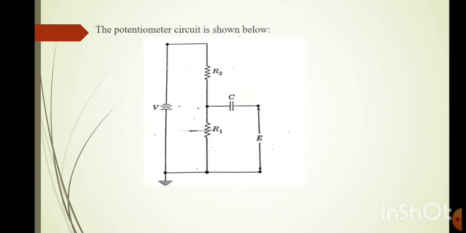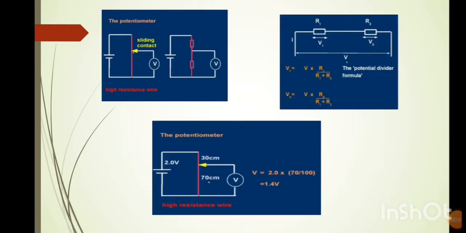The potentiometer circuit is given below. It consists of mainly two resistors, represented as R1 and R2, and one capacitor and a battery with voltage V. The output voltage across two terminals is denoted as E. In this potentiometer topic, we have to find out the terms sensitivity, range and power dissipation, etc.